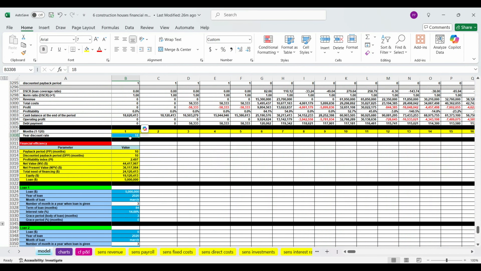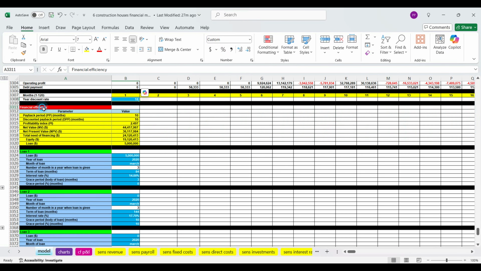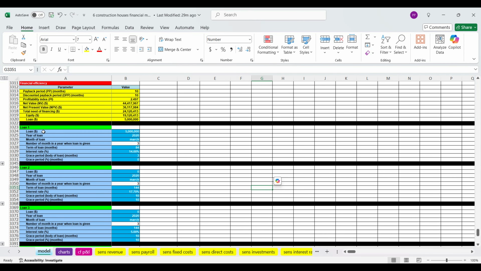Then we specify the discount rate for this specific scenario. Then we have the financial efficiency, the main financial numbers like simple and discounted payback period, profitability index, and so on. So this is where we're shown how much financing we need. Here we have several loans that we can add to our project. Here we can specify the amount of the loan, when we get this loan, year and month.